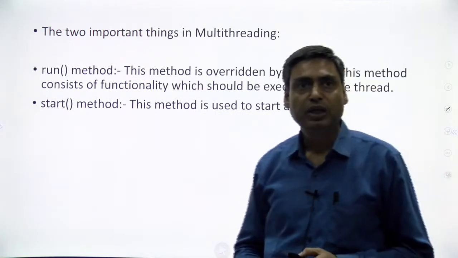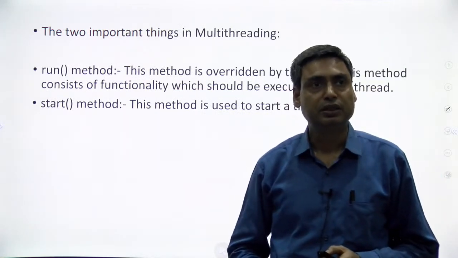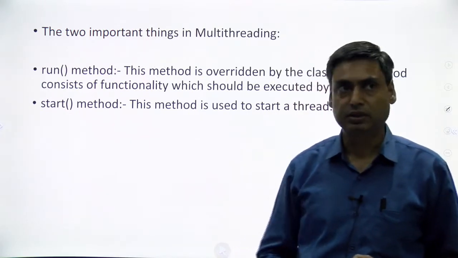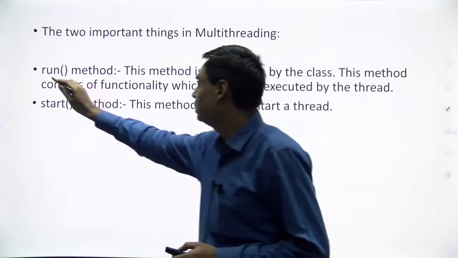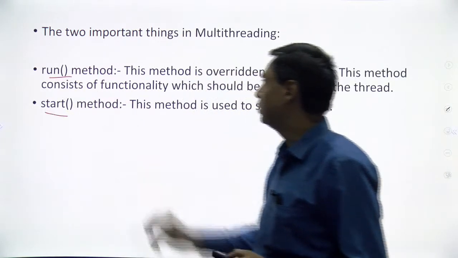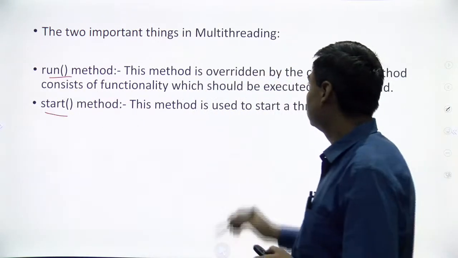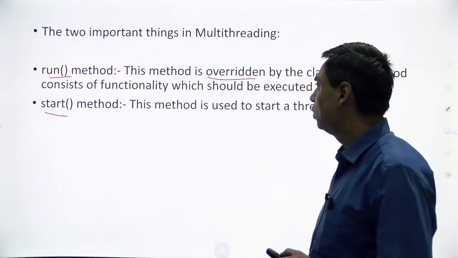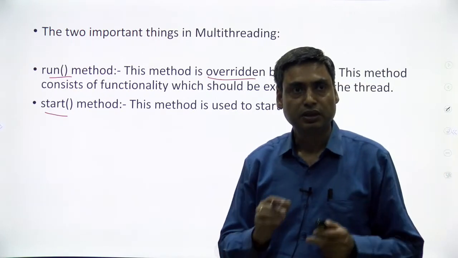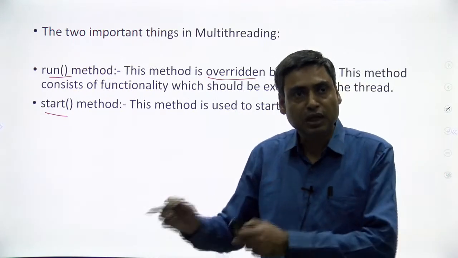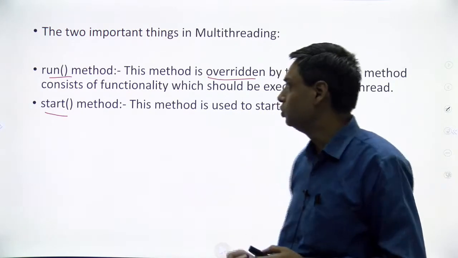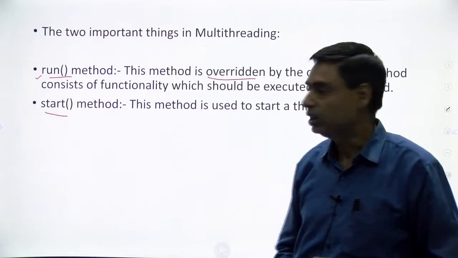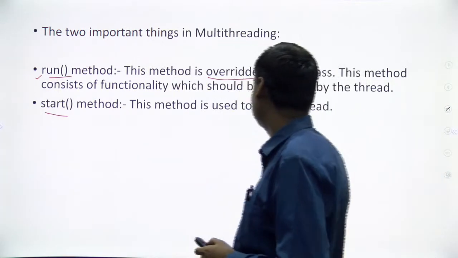Now whenever we are going to implement the multithreading concept in the Java language, there are two important things. One is the run method, second is the start method. Now this method must be overridden by the class. Whatever you write that should run in parallel with other code, you will write that code in the run method. Then to start a thread, we need to use the start method.